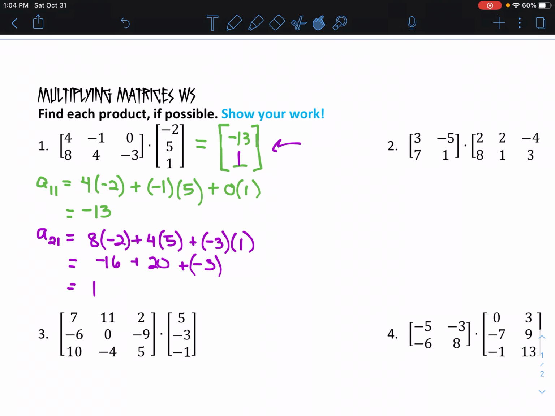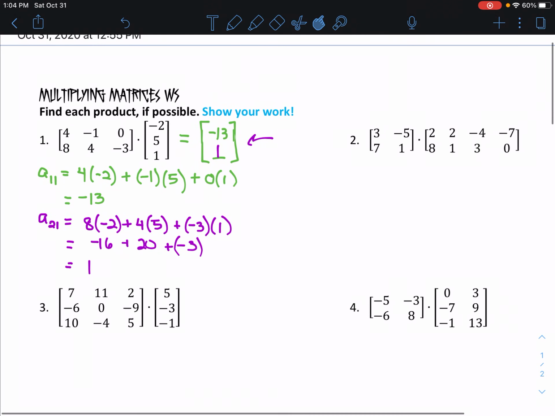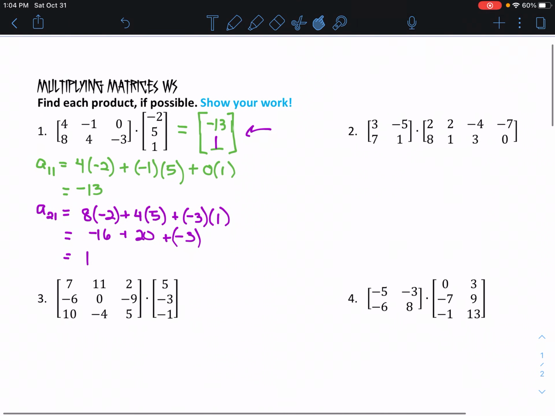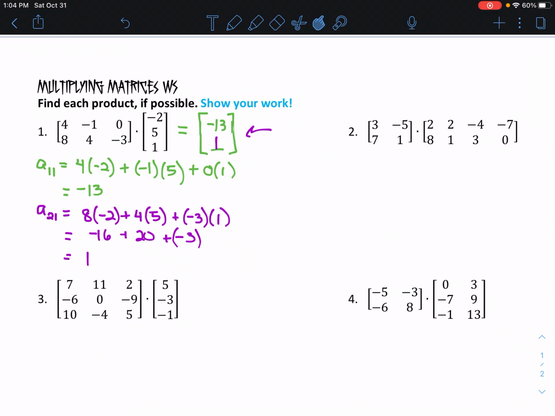Okay, now go ahead and go on and do the rest of these. You've got 8 total problems, so 7 more to do. Always check, write down your dimensions first, and then go from there.